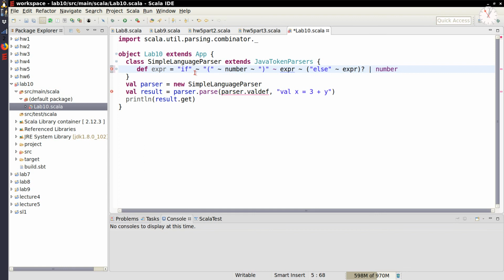Okay, now this question mark here we need to turn into an opt. Okay, now I get a complaint about expr. It says recursive method definition needs return type. Okay, what's the return type?